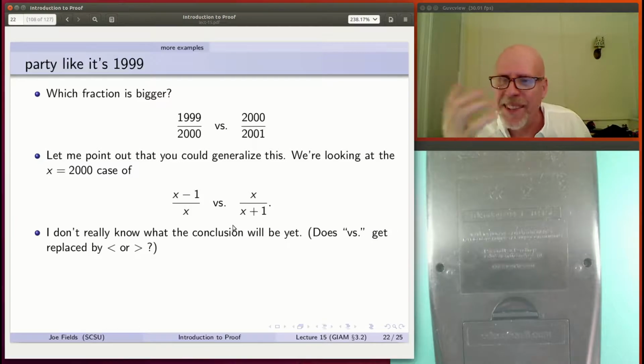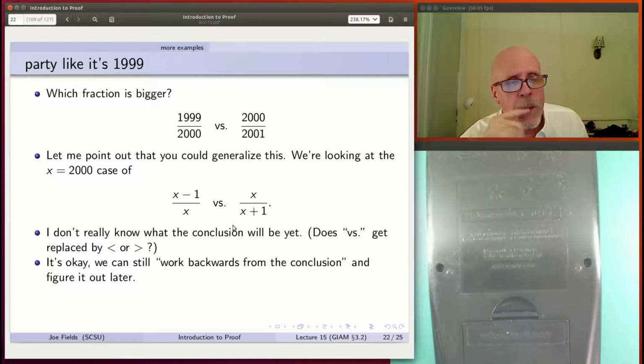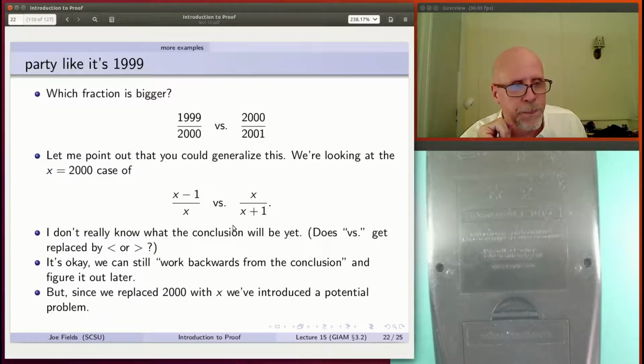But that's okay. Look, you just work backwards from the conclusion, leaving a blank where the inequality symbol is going to go. Put that symbol of versus in there. I don't know whether it's less than or greater than. Actually, come to think of it, I'm not sure if I do know, because I've probably forgotten by now. But we'll see what it is supposed to be. You can just keep working backwards from the conclusion with this placeholder versus in there, and then later on you figure it out.